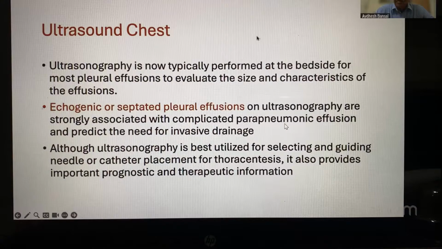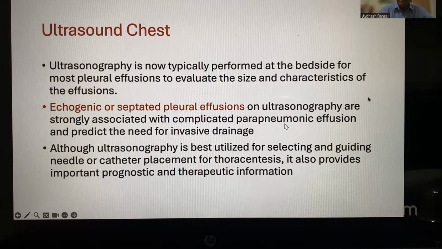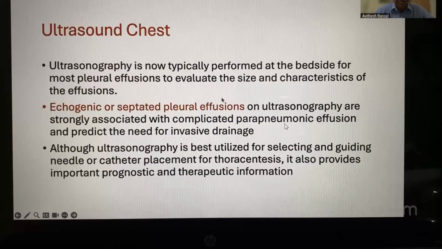Ultrasound is something which obviously every patient would get done. Ultimately, when they have fluid, it's a bedside examination. And what do you see in empyema? You see an echogenic or separated pleural effusion, okay, which strongly suggests that you have a complicated parapneumonic effusion. So if you have a free-flowing fluid, it may be simple parapneumonic effusion, but if you see separated pleural effusion, there is a possibility that this is complicated parapneumonic effusion.